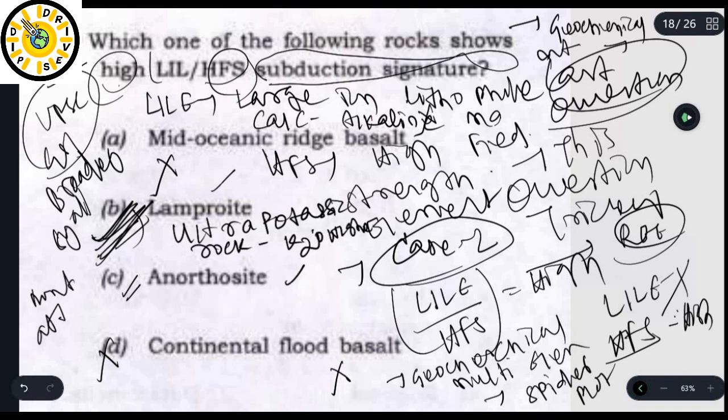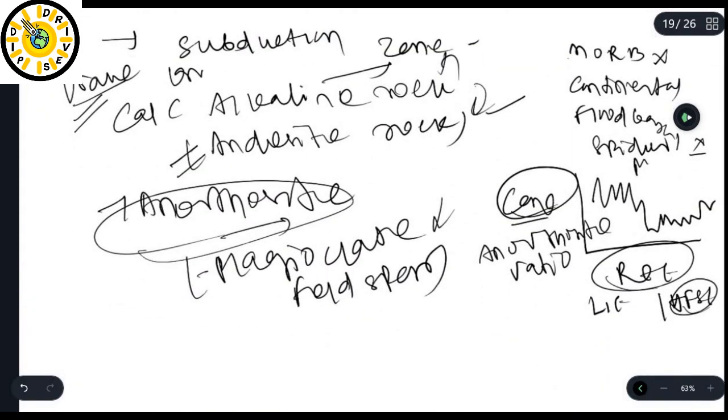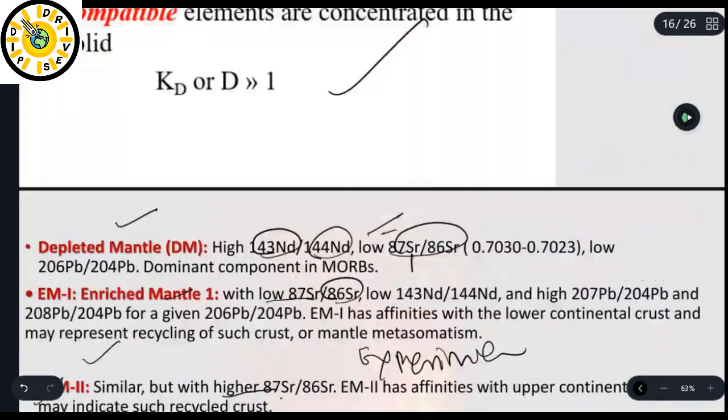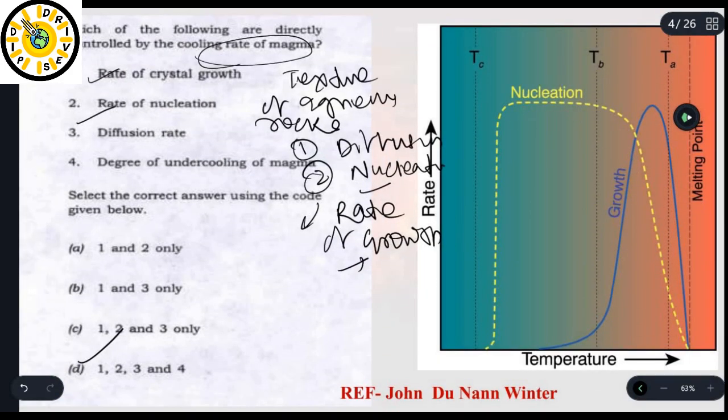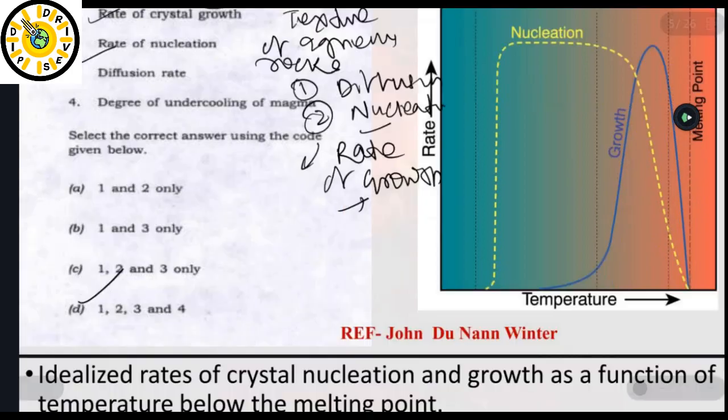So that's all for this video, because I have already completed it, and one more question is remaining, that is question number 45. In the next video I will discuss question number 45 in a broad manner: what is nucleation, and how the rate of crystal growth is affected by the cooling rate of magma.